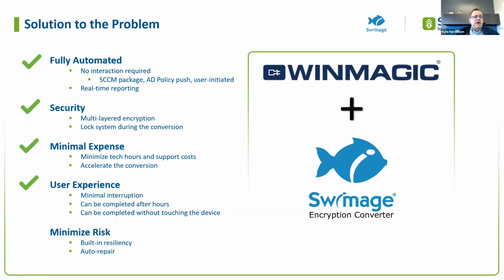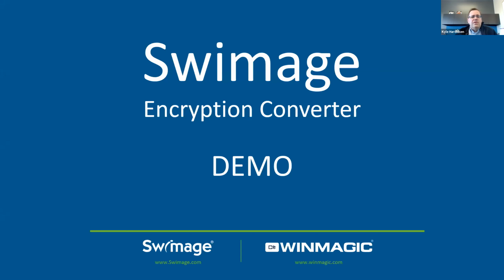Finally is minimized risk. We built a lot of resiliency into the process. It finds errors, it can resolve those errors and move forward, and if there are any problems, it can report that up through our reporting portal and auto repair if necessary. Okay, so what I'm going to do now is jump into a quick demo. I'll demonstrate how this looks for the user experience.